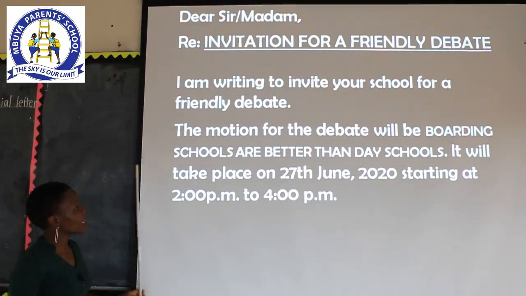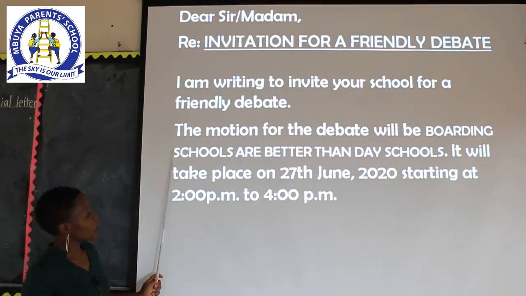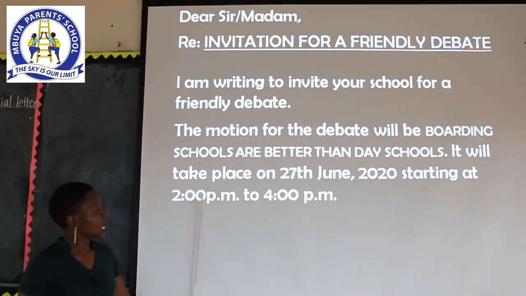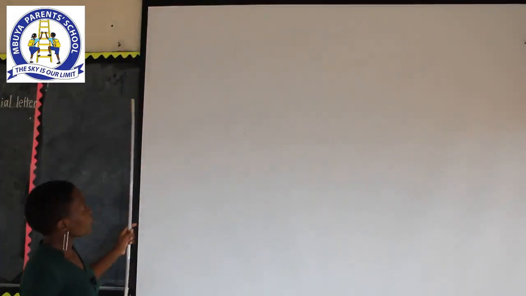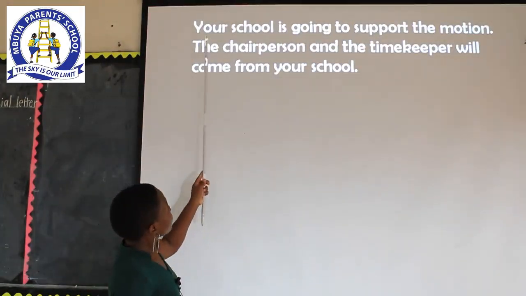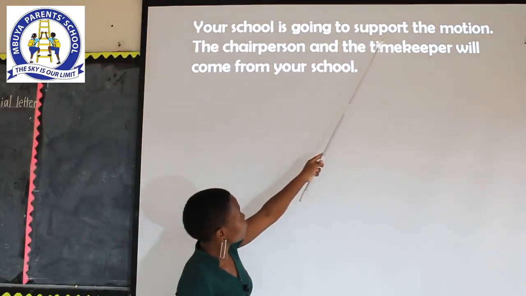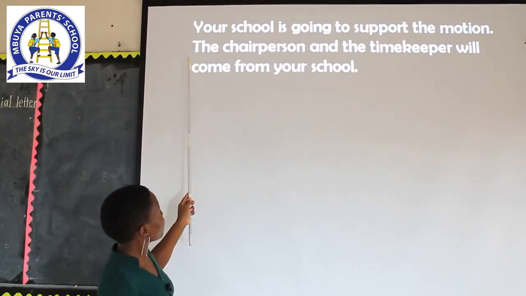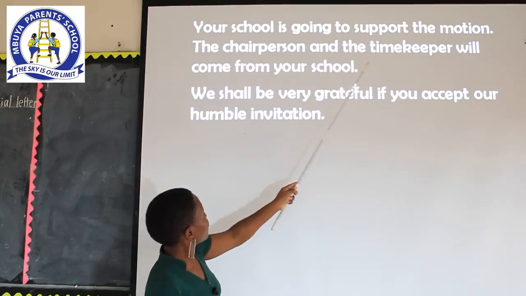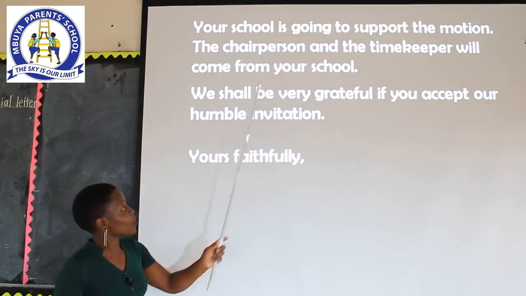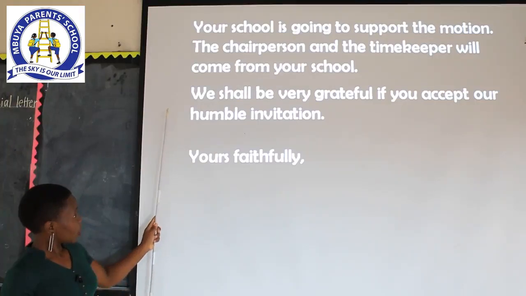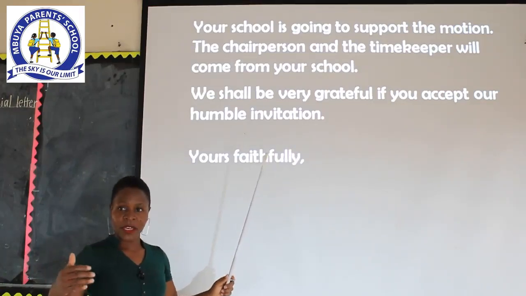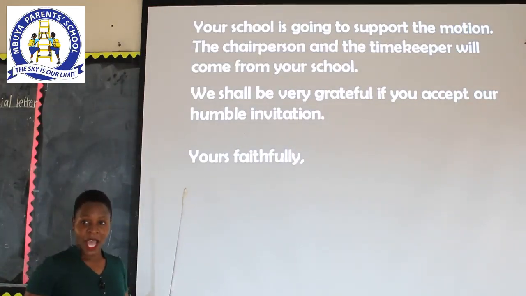Then we come to this one, the core, whereby you're talking about the motion, you're talking about the date, you're talking about the time, you're also talking about which side that school is going to be on, it is going to support. In other words, they are going to be proposers. And then you're also informing them that the chairperson and the timekeeper will come from that very school. Then still, you now have the concluding statement. The body is in 3 parts: introduction, the main body, the main reasons, and then a conclusion.